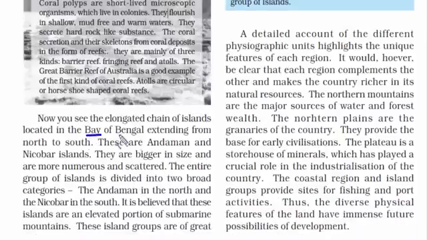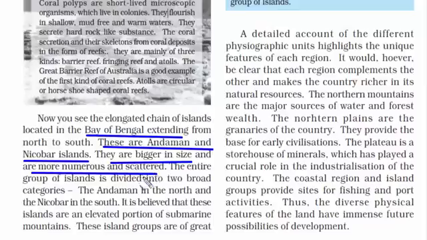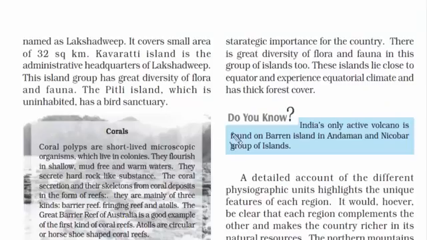Coming to the Andaman and Nicobar Islands, they are bigger in size and are more numerous and scattered. So the entire group of island is divided into two broad categories, the Andaman in the north and Nicobar in the south. So this island is close to equator, hence it has equatorial climate and thick forest cover.